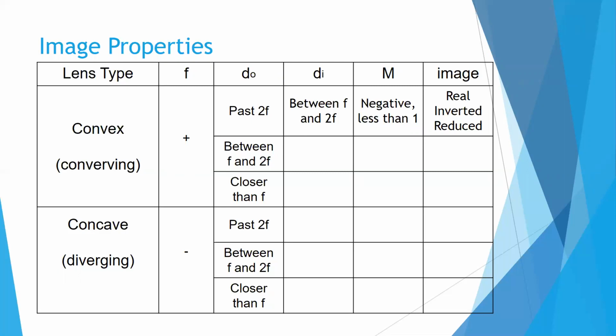Okay, our magnification here is always going to be negative if we're far away. Okay, so it's always going to be inverted, and our magnification will always be less than 1. So we're always going to get a reduced image. So anytime you look at something far away through a convex lens, it's going to look upside down and it's going to look smaller.